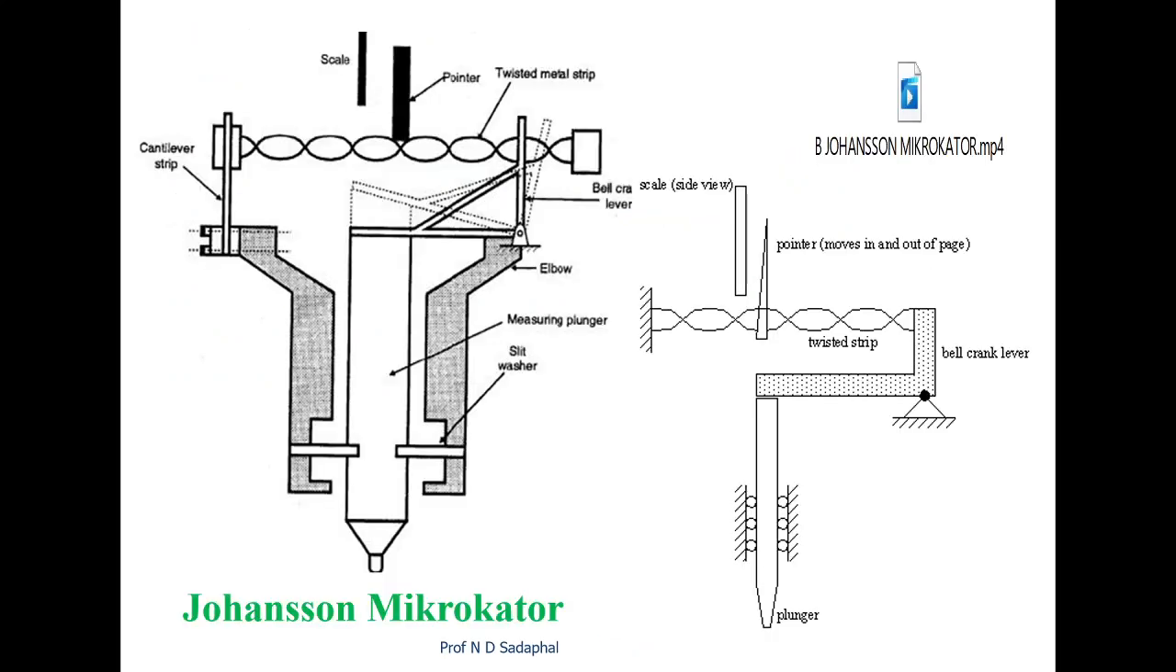Next is Johansson's Mikrokator. You can see the diagram of this Johansson's Mikrokator consists of two elbows. These two grey colored elbows are there.